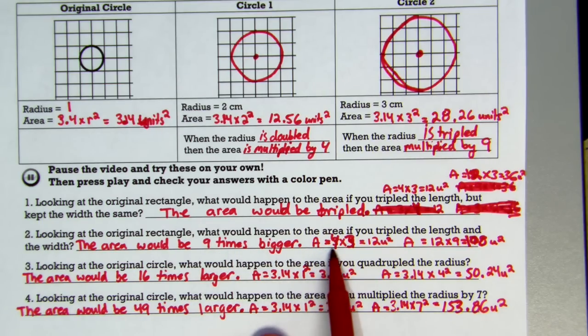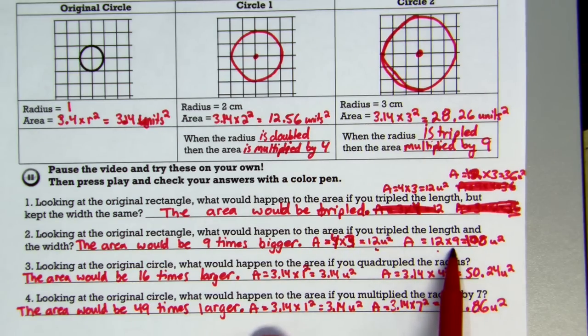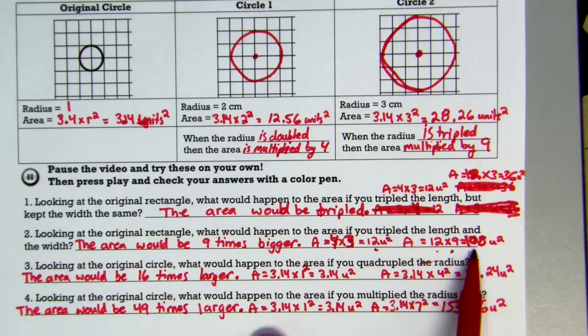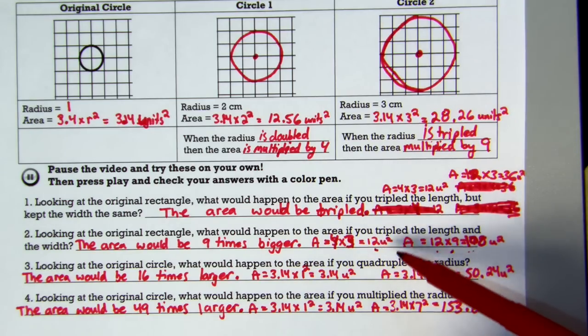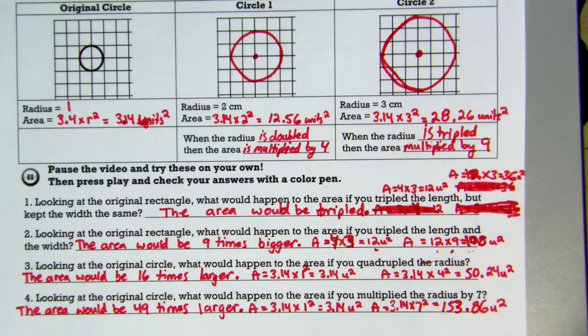Alright, for number 2, we have the area would be 9 times bigger. The area is 4 times 3, which is 12 square units. That's our original. And my width, which was 3, goes to 9. So I would get 108 square units, and then 12 goes into 108 9 times. Because I tripled my length and my width, it goes up by 9 times.